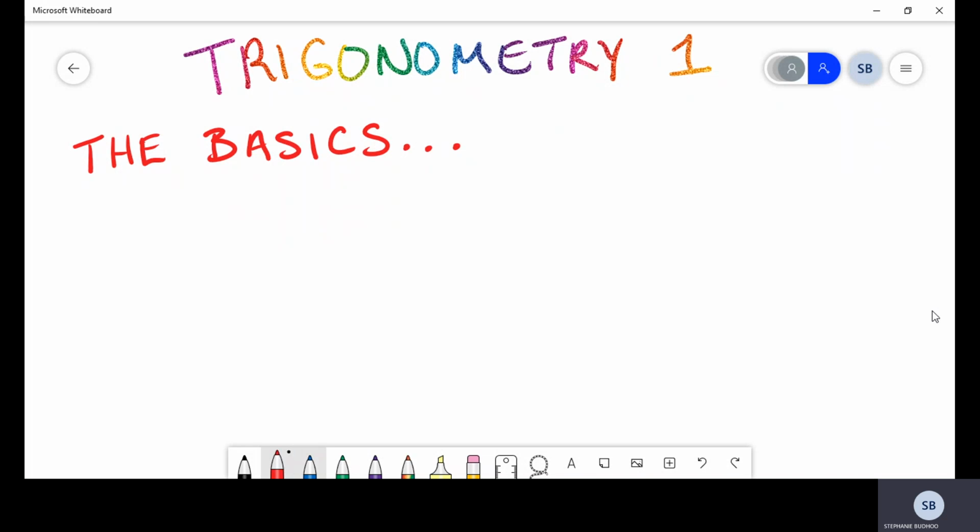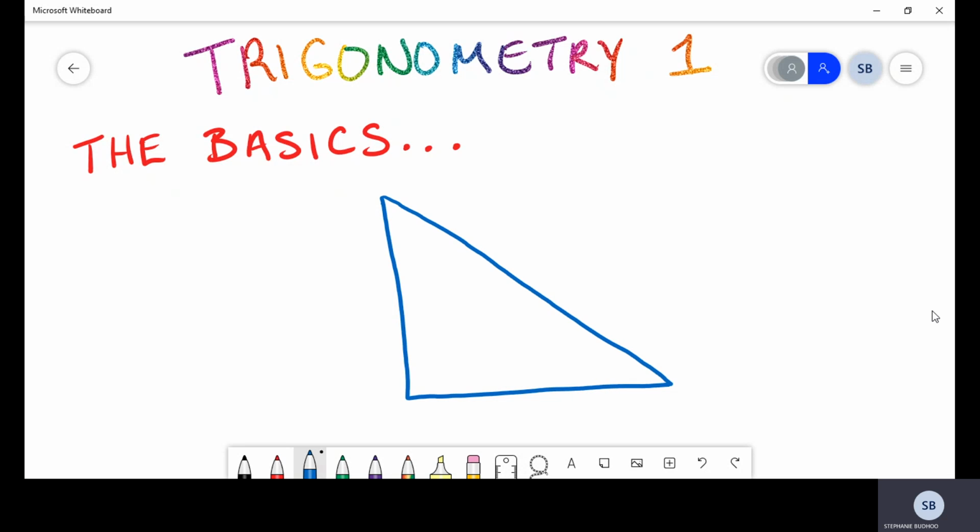So on screen, I will draw my standard right-angled triangle. So if you guys can recall, trigonometry deals with right-angled triangles. Okay, so once we have our right angle in there, we need to learn how to name the sides of our triangle. So we have three sides.